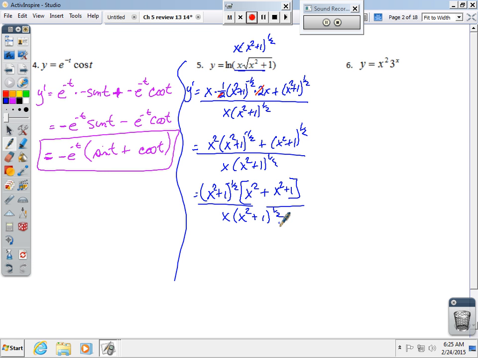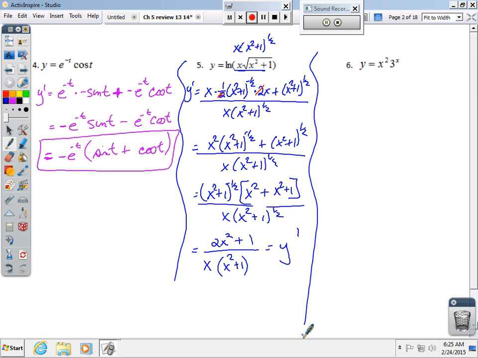And some more simplification here, possibly. Yeah, I'll move this negative exponent to the denominator, so that'll leave me with a 2x squared plus 1 over x, and then an x squared plus 1. Move that down, it makes it 2 over 2, so that'd be to the first power. So that is our derivative.